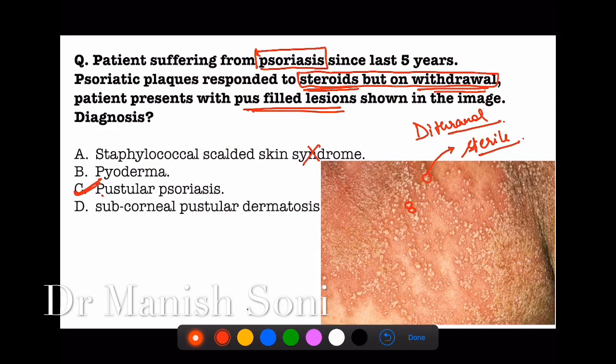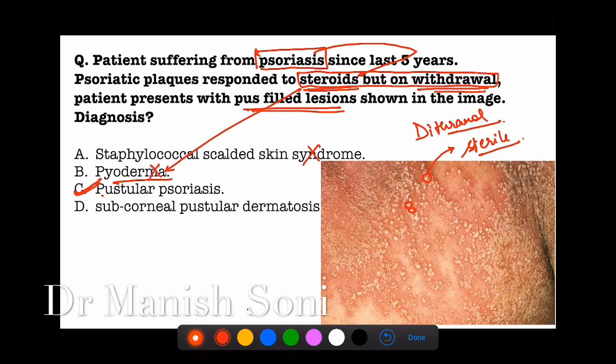You might consider that the patient is taking steroids, and that's why the patient developed a secondary infection, that is pyoderma. But remember that pyoderma is generally localized to one specific site where the infection might have occurred, whereas here generalized pustules are developing over the psoriatic lesion. So this is more pointing towards pustular psoriasis rather than just infective pyoderma. So this is not pyoderma.